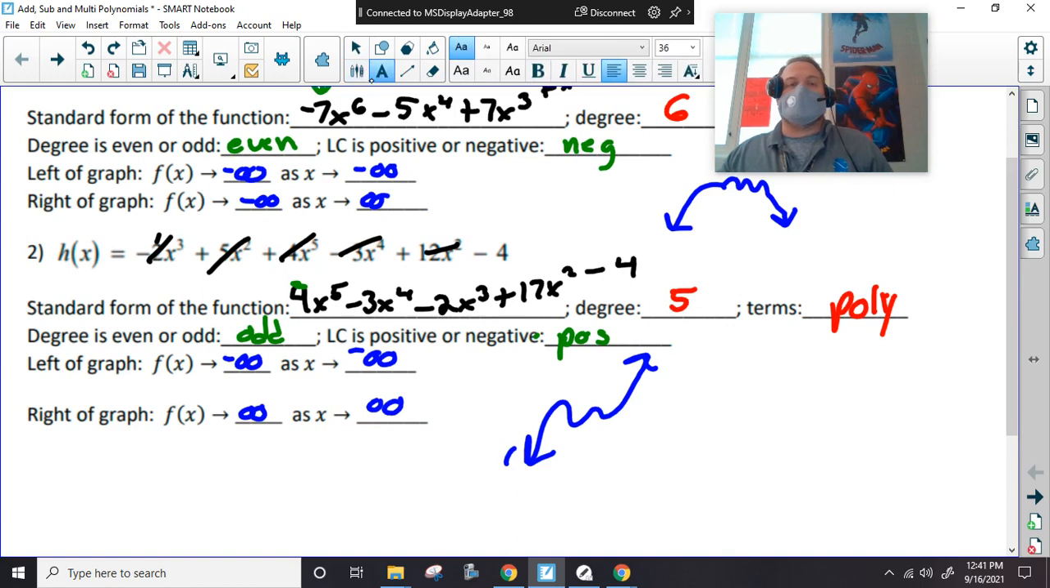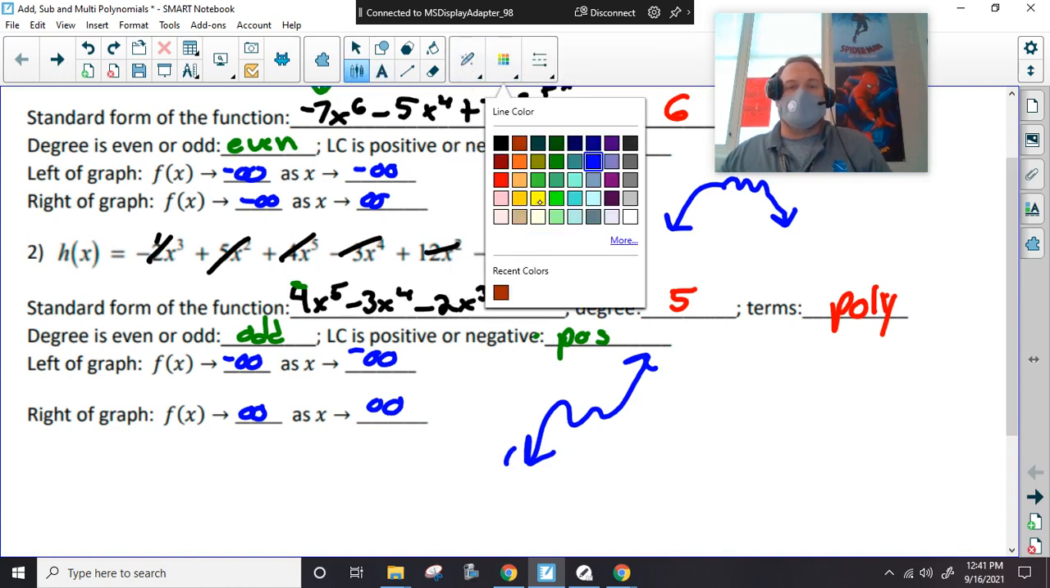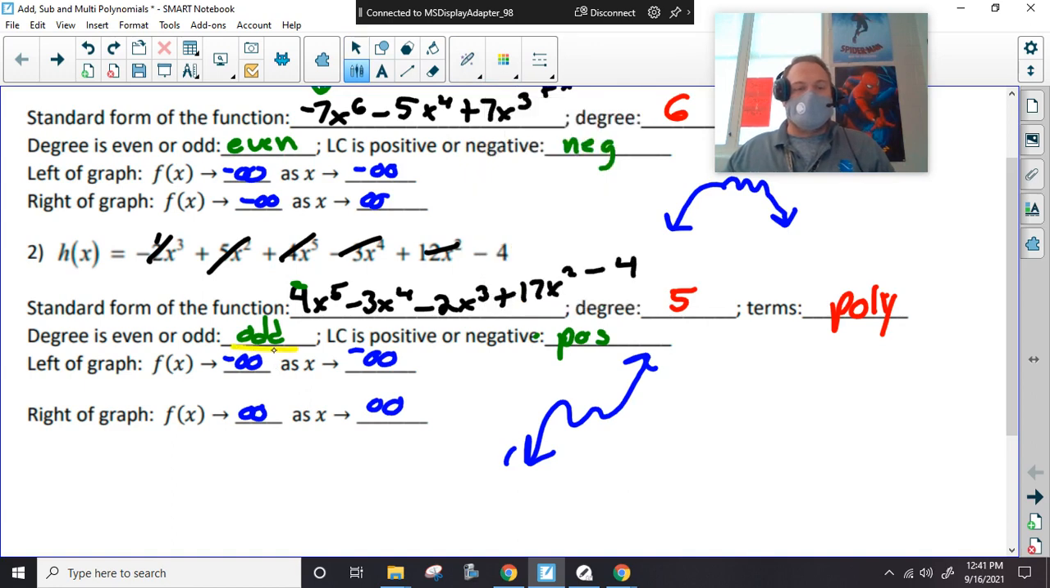So the question was, how do we find the left and the right of the graphs? We use this right here: the degree is odd and our leading coefficient is positive. We see which one those fit into, and that's how we get those answers right there. Basically, which category does this fit into?